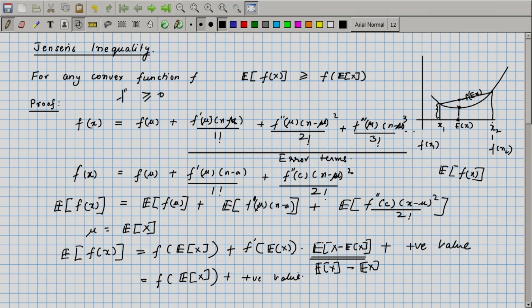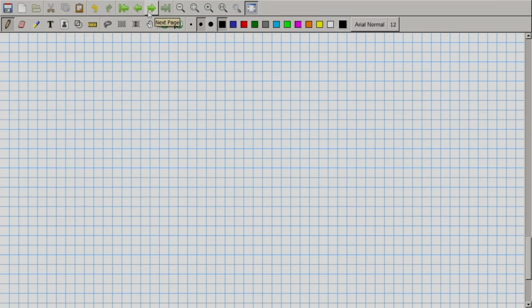Okay. So, if you remove that positive, that means expectation of f x is going to be greater than or equal to this quantity. So, that is the Jensen's inequality proof. So, the next thing that we will see is we will compute the expectation of various random variables, commonly occurring random variables.